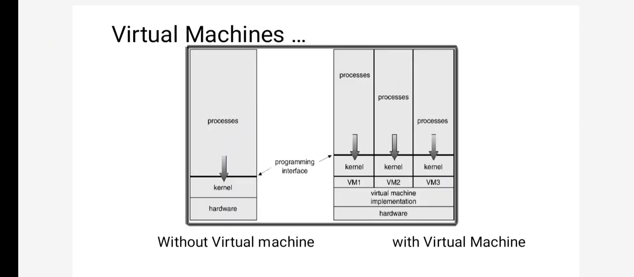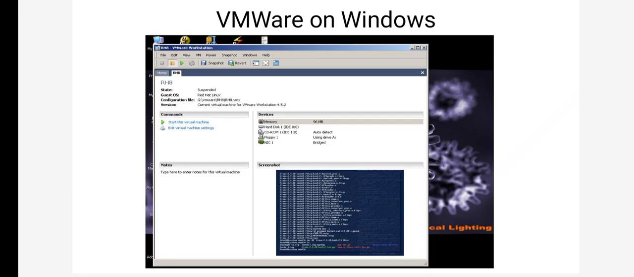On our left side there are systems without virtual machines, and on our right side they have virtual machines. Now you can see the difference between these two machines. Here is the view of VMware on Windows that you can see easily here.